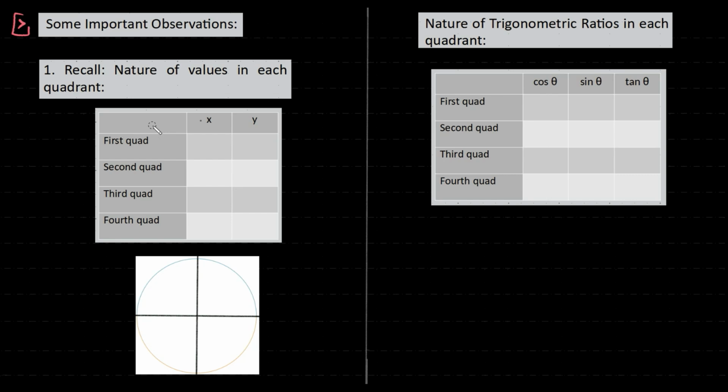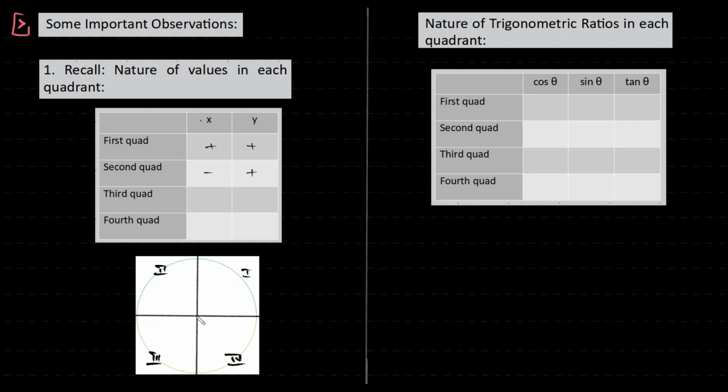Let's make a few observations that are going to help us with a lot of numericals and derivations. So first thing is the nature of values in each quadrant. In the first quadrant, the value of x and y, how does it look? Yes, both are positive. Second quadrant, first let me talk about the quadrants. So we have this to be the first, second, third and fourth. Second quadrant is left and up, so these are negative and positive.